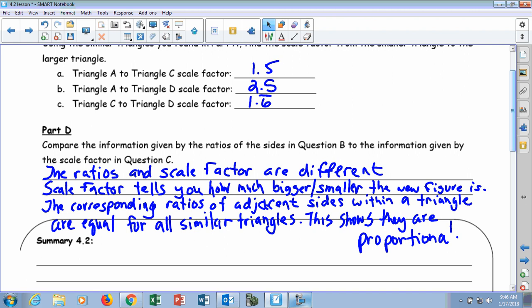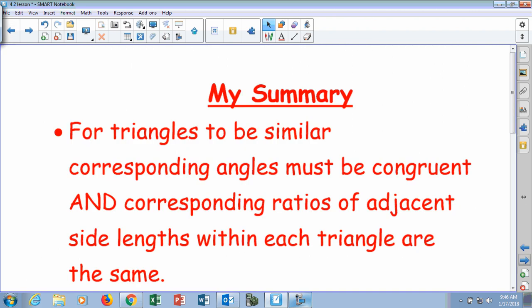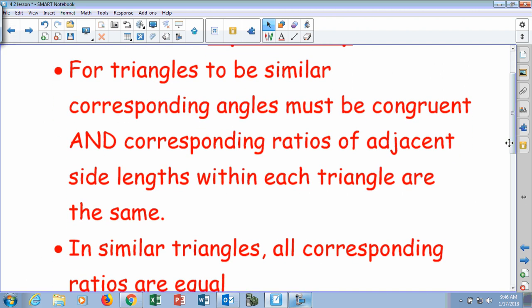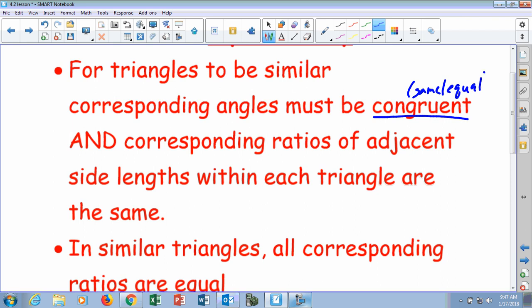Everybody got that? All right, let's talk about the summary real quick. So, for triangles to be similar, corresponding angles must be congruent. What does that mean? Congruent. What does this word mean? Equal, the same. And corresponding ratios of adjacent sides within the triangle are the same. Right? We just talked about that.